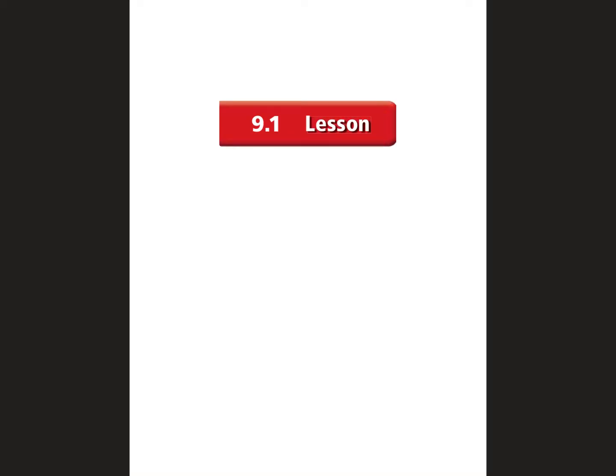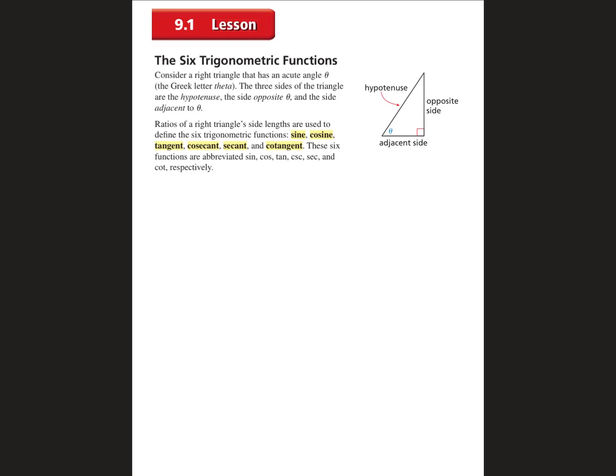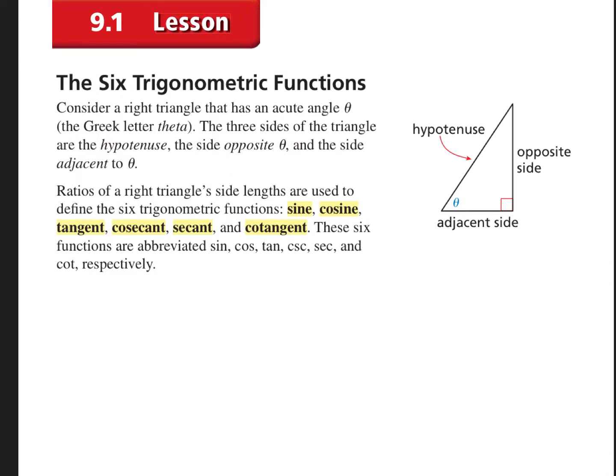All right, in 9.1, we're going to learn about right triangle trig. So we're going to be solving right triangles. I know all of you learned how to do this in geometry last year, so it's going to be a nice refresher. So we have 6 trig functions. They are sine, cosine, tangent, cosecant, secant, and cotangent.